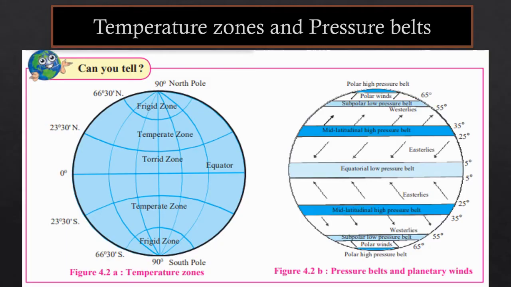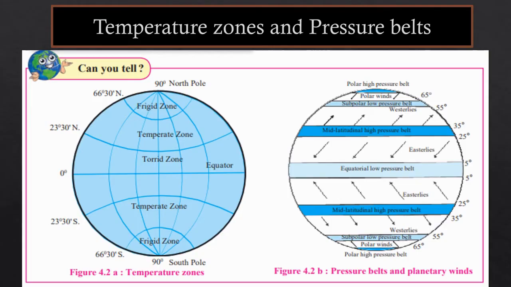What could be the reason behind a low pressure belt in the tropics? So as we discussed earlier, low pressure belt is formed in the tropics because the temperature is high. Next, with which pressure belts are the winds in the temperate zone associated? So the winds in the temperate zone are associated with mid-latitudinal high pressure belts.